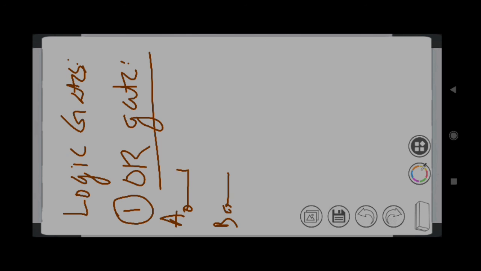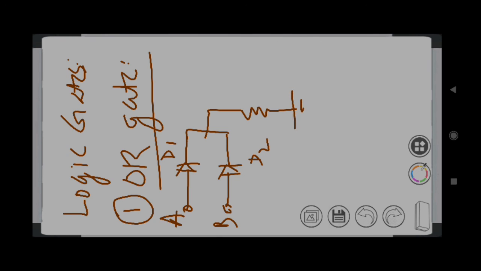You are using one diode, say D1, in this way. You are using another diode D2 in this way. Now what you are doing is taking one resistance and connecting D1 and D2 to the ground through this resistor. Here you are going to get the output, across this resistor.